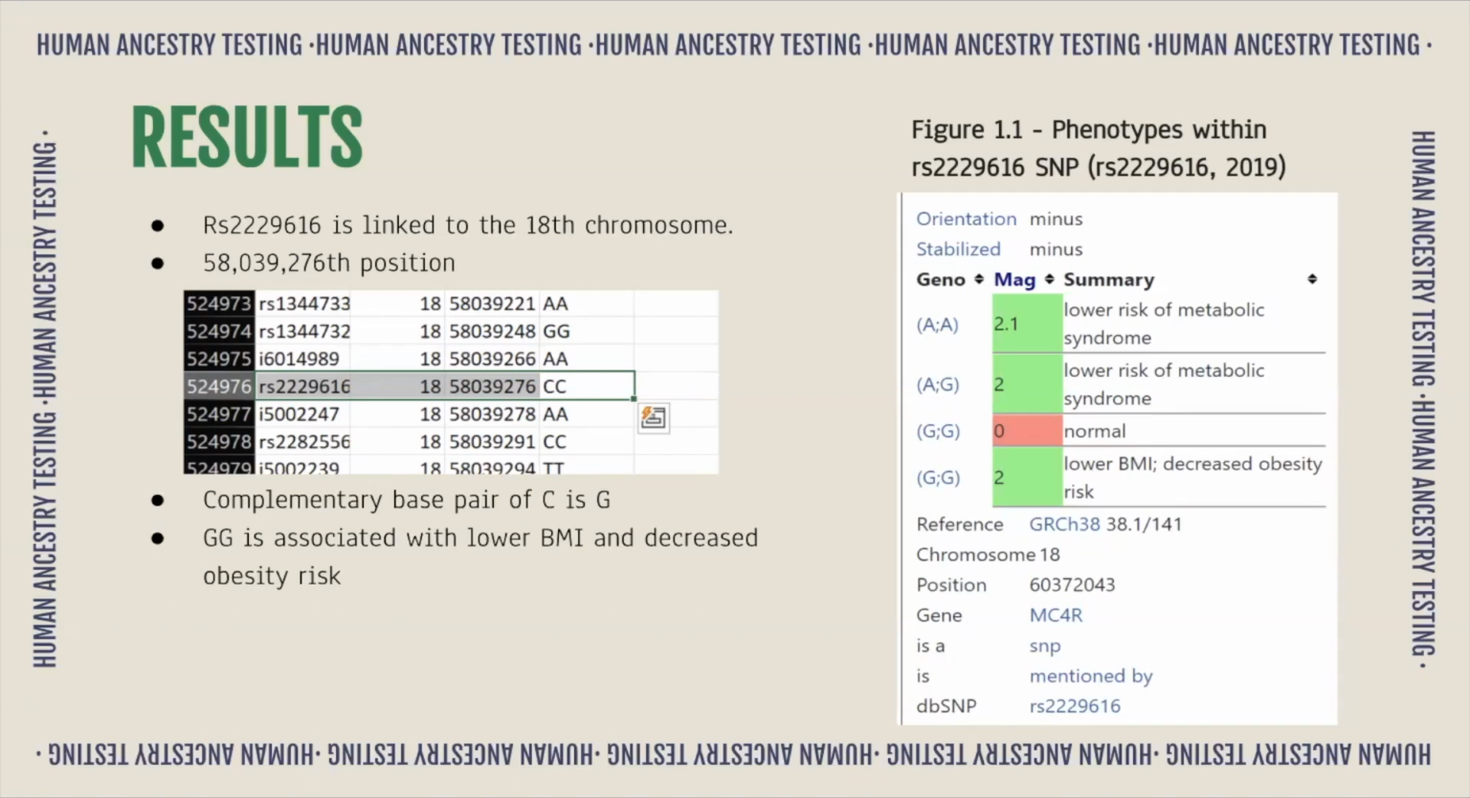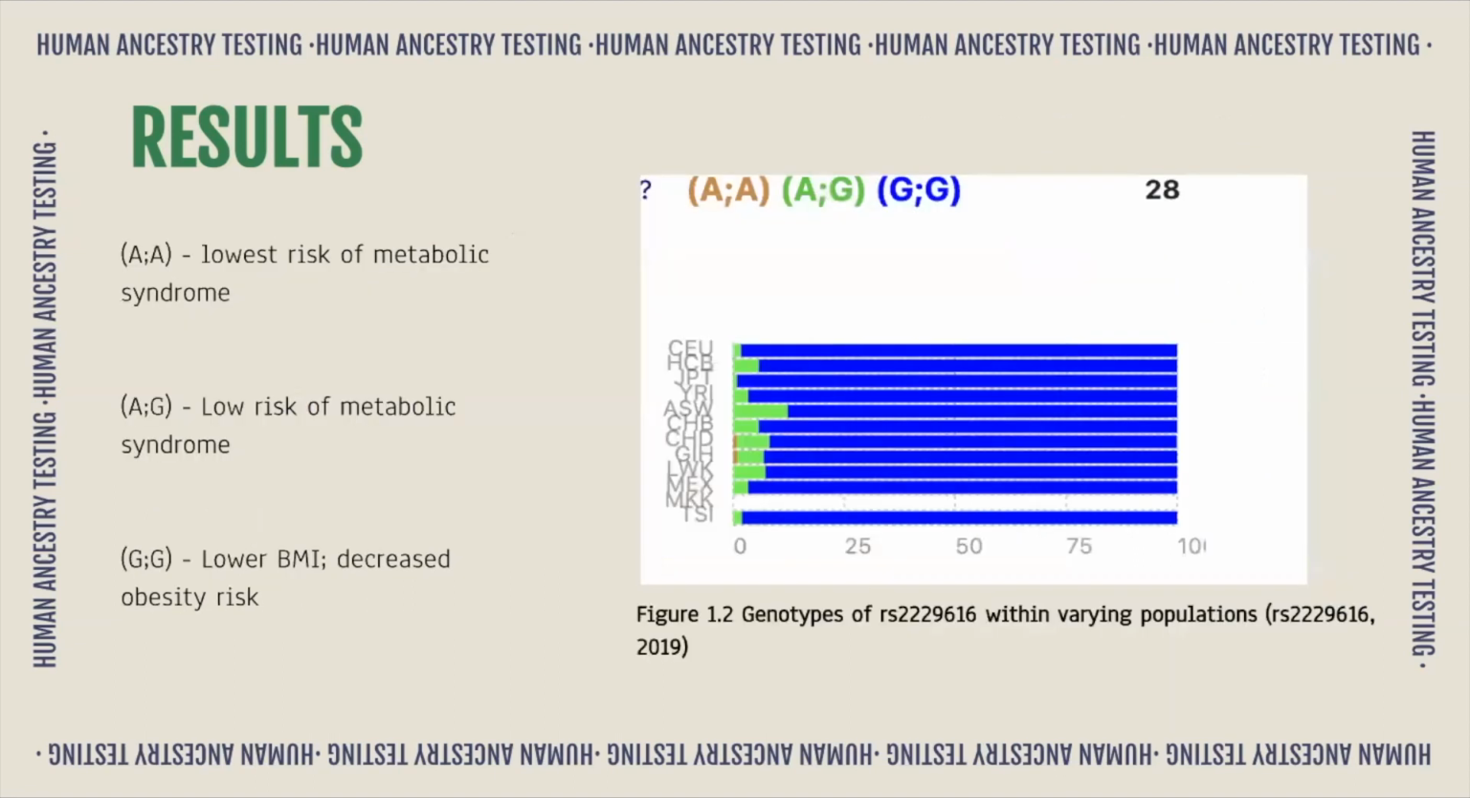The top GG summary simply states that it is the normal, most common genotype found within humans. The bottom summary indicates that there is a lower BMI and decreased obesity risk associated with the GG genotype compared to other genotypes on the SNP. The figure indicates the percentage of genotypes on the SNP from each population. As mentioned before, the homozygous G is the most common genotype and leads to lower BMI and decreased obesity risk.